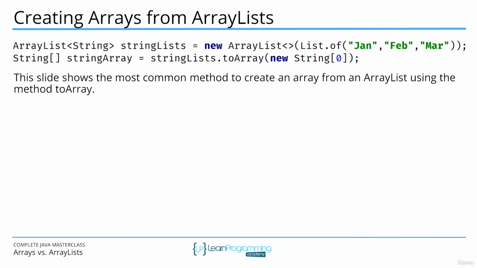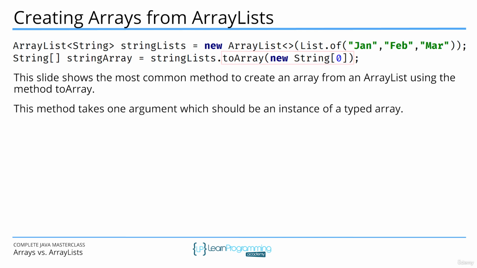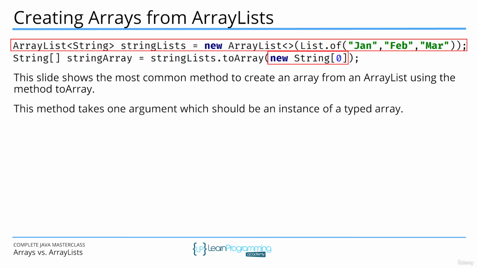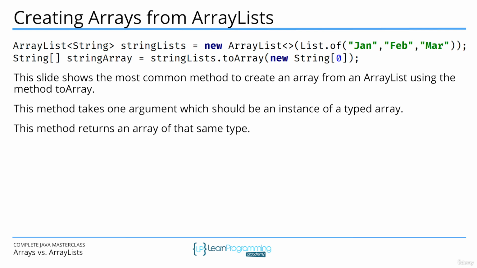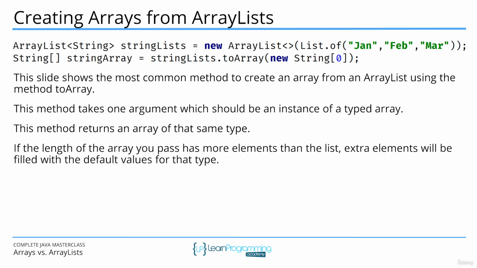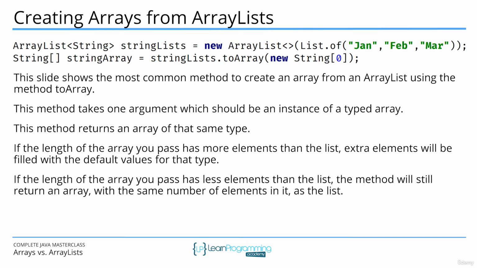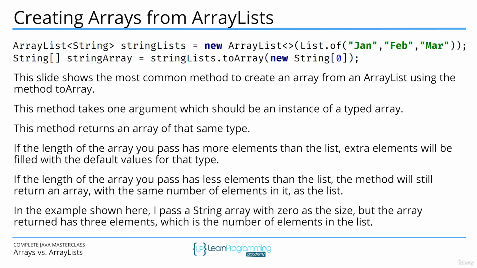This slide shows the most common method to create an array from an array list using the method toArray. This method takes one argument, which should be an instance of a typed array. This method returns an array of that same type. If the length of the array you pass has more elements than the list, extra elements will be filled with the default values for that type. If the length of the array you pass has less elements than the list, the method will still return an array with the same number of elements in it as the list. In the example shown here, I pass a string array with 0 as the size, but the array returned has 3 elements, which is the number of elements in the list.